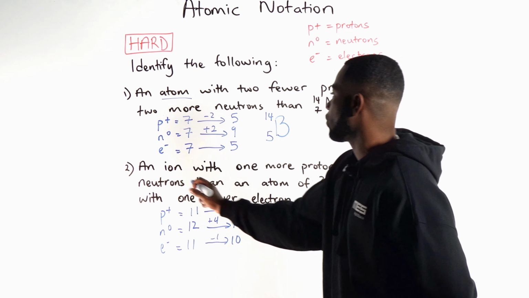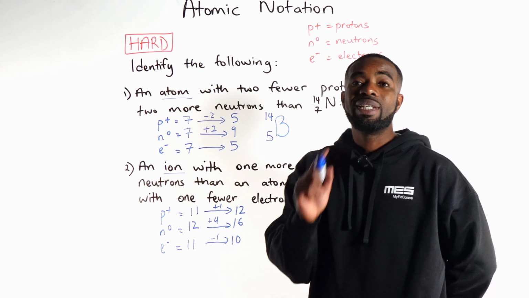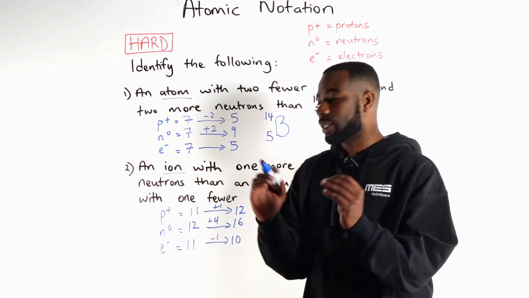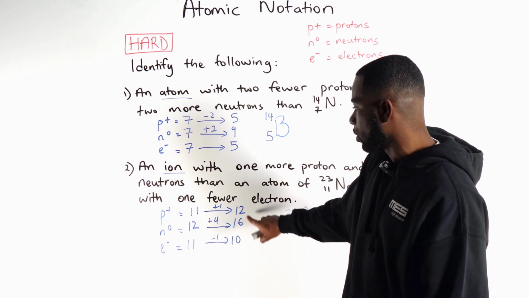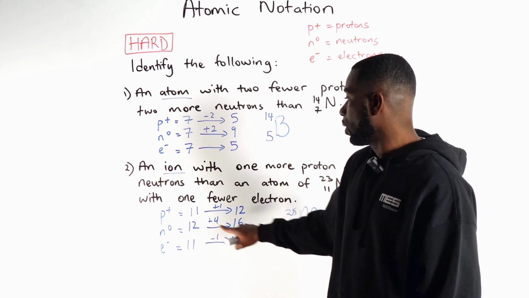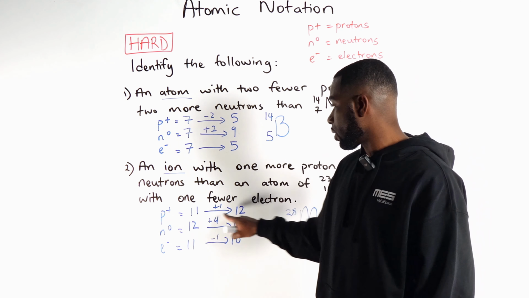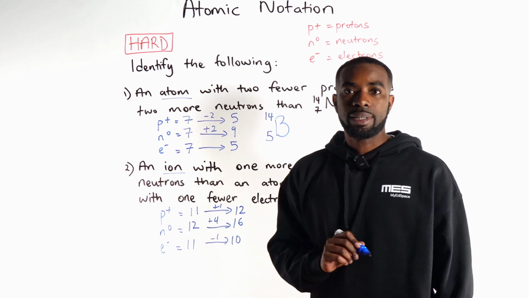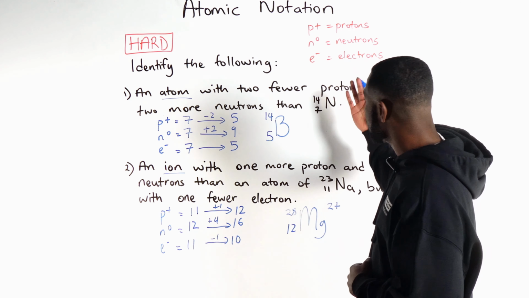But that's not it, because we know we have an ion here. So we need to think about the charge. Remember, the charge equals the number of protons, take away the number of electrons. We've got 12 protons, take away 10, that gives you 2. And we know protons are positively charged. So having 2 extra protons gives us a charge of 2 plus. So that is it for these questions here.